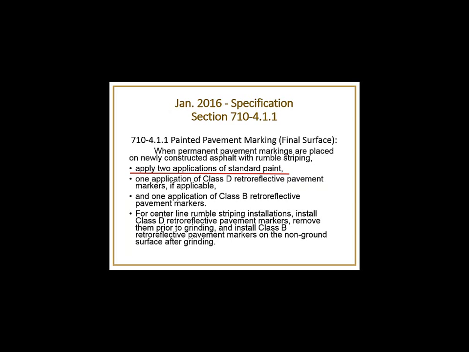The first note, and you'll notice that when you read final surface markings, there's a whole bunch of different conditions. This one deals with rumble striping. It says, when permanent pavement markings are placed on newly constructed asphalt with rumble striping. So there's one in here if you're not doing it with permanent markings, of how to deal with the final surface markings, and this one deals with the rumble striping if it's included in the contract. So the first thing it tells you of what's included in 710-90 is to use 2 applications of standard paint.